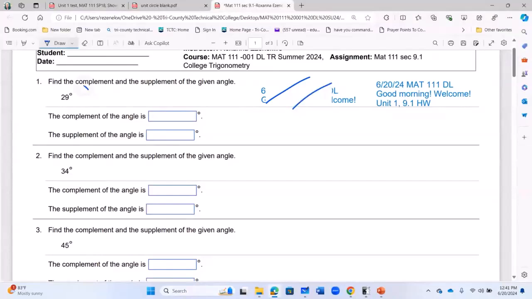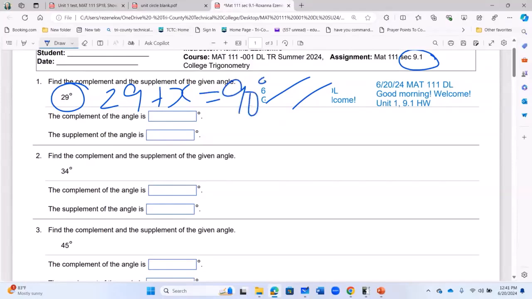Now from what we just had, find the complement and supplement of the angle. This is homework 9.1. So these are the questions you will see in homework, some of them already in the test. Find the complement. In other words, 29 degrees plus an angle you don't know is equal to 90 degrees. The complement of an angle is another angle that adds up to it to get 90 degrees. And then you solve for x.